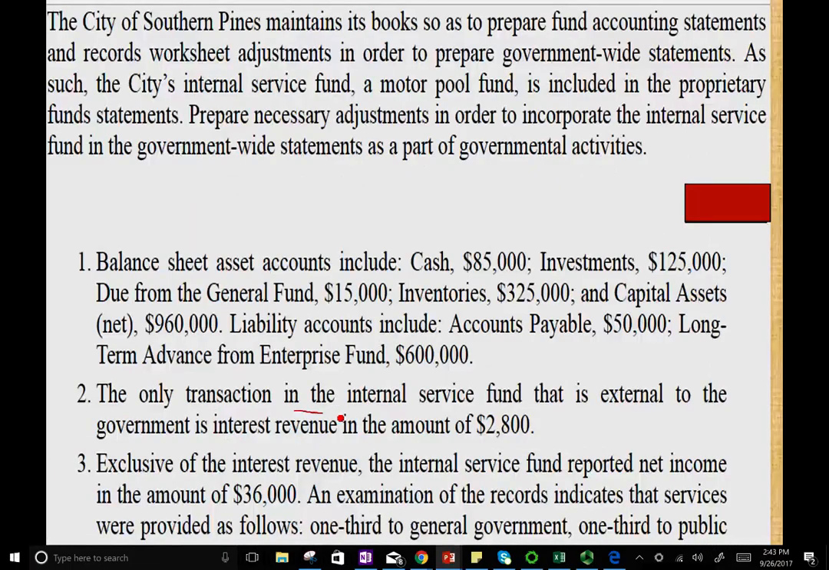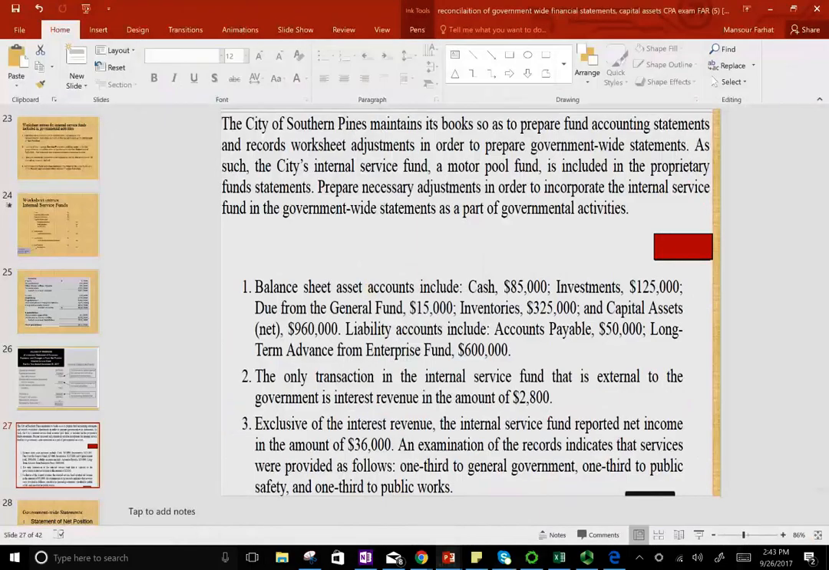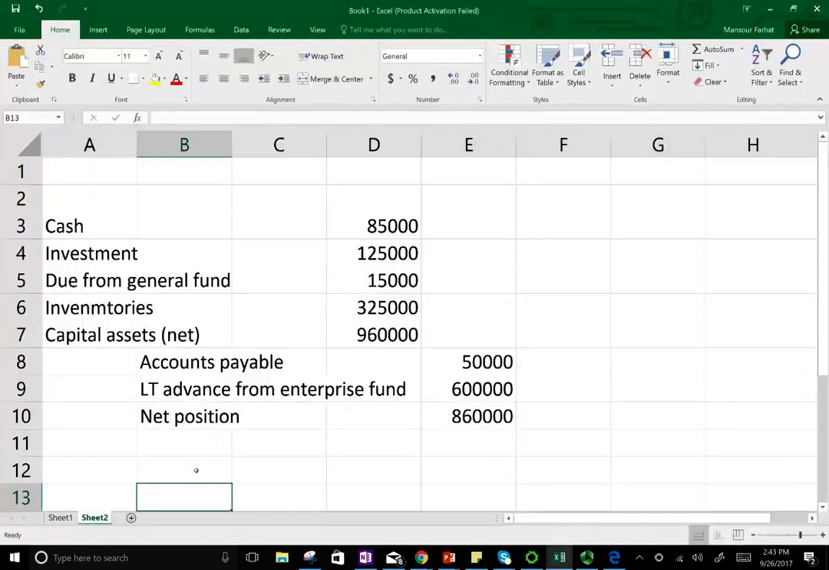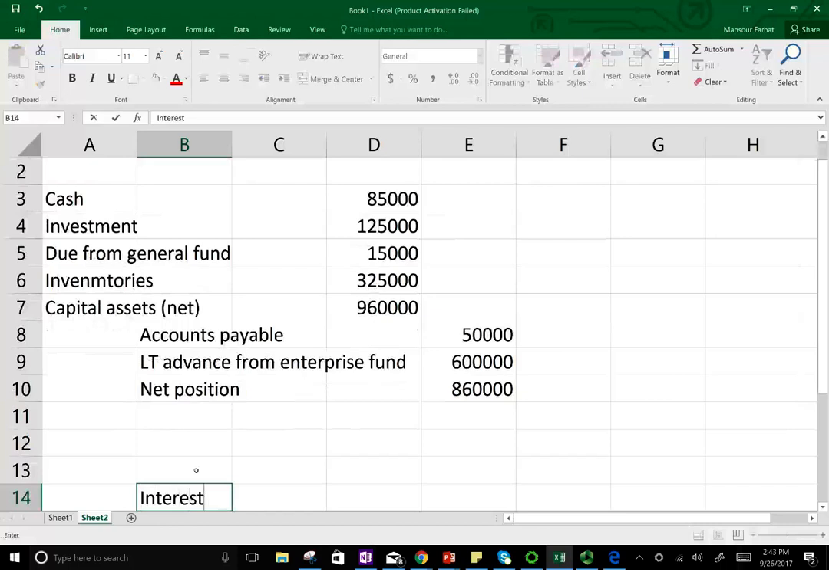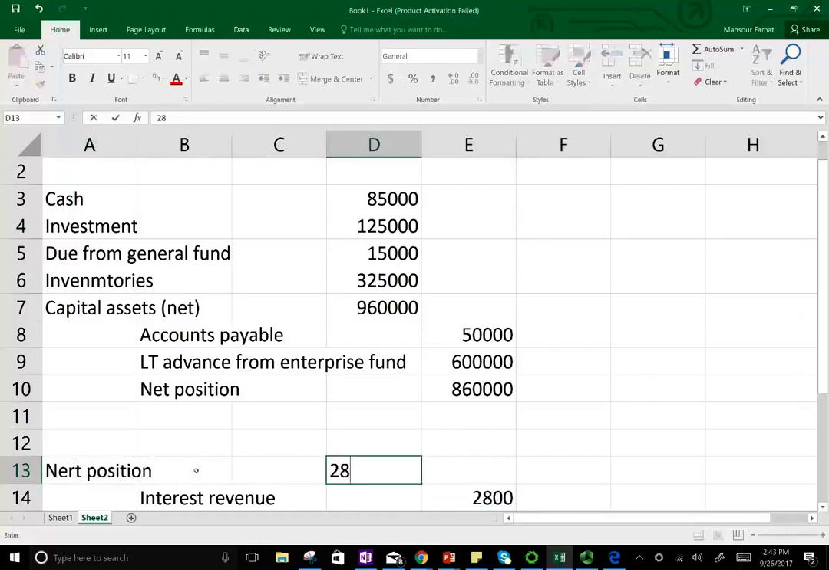The only transaction in the internal service fund that's external, that's important to the government, is the interest revenue of 2,800. Now, if we have revenue from an external party, guess what? We have to add that revenue. So basically, what we do is we credit interest revenue, 2,800, and we debit net position, 2,800. So this is the transaction with external parties. That's done.